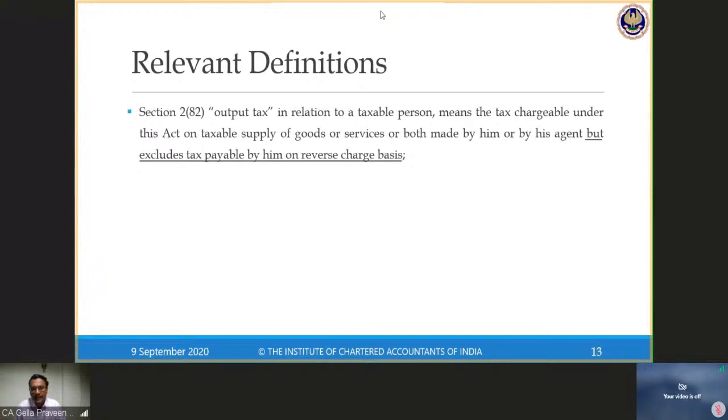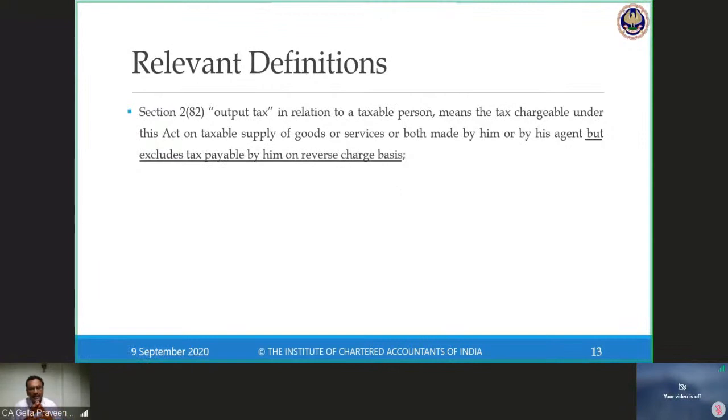Dilip, when we import goods, we pay customs duty under the Customs Act. We pay IGST equivalent to the loss of tax if such. It is paid under the Customs Act. For reverse charge goods, we may pay tax under IGST. Yes, Dilip. Now, Vinod Kumar, the answer to your question is covered in this particular definition.